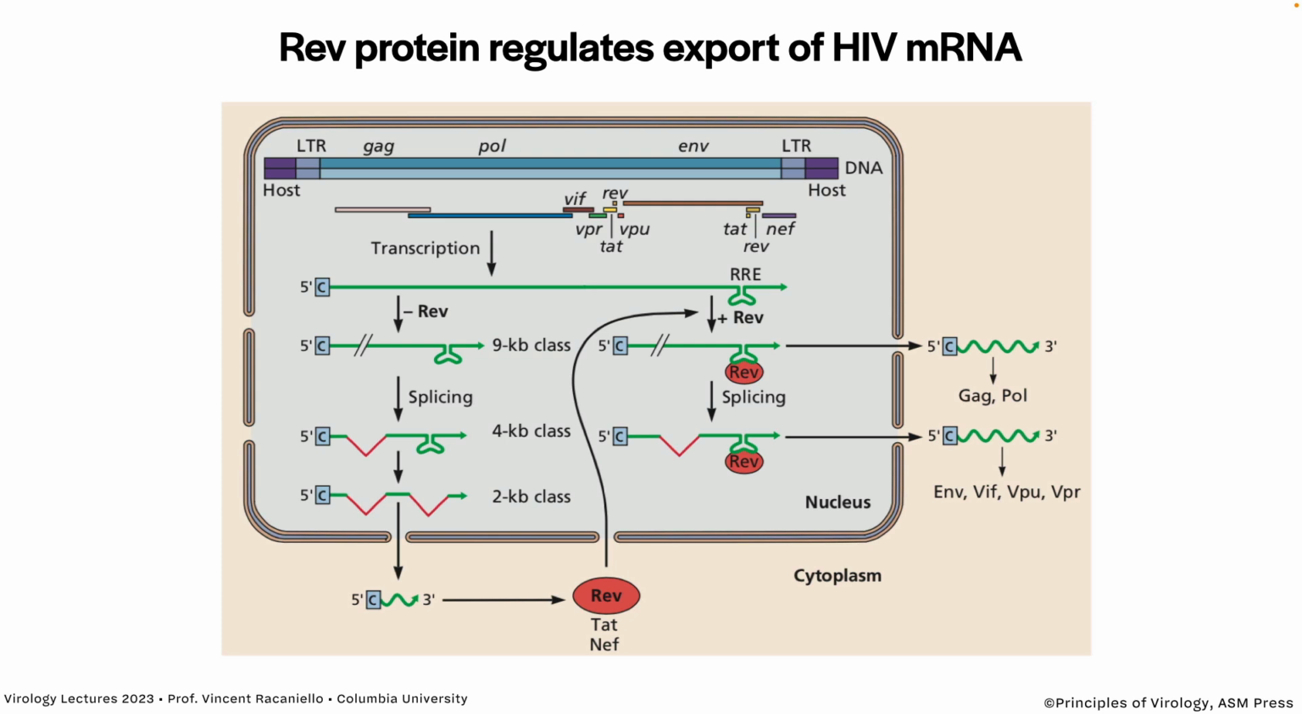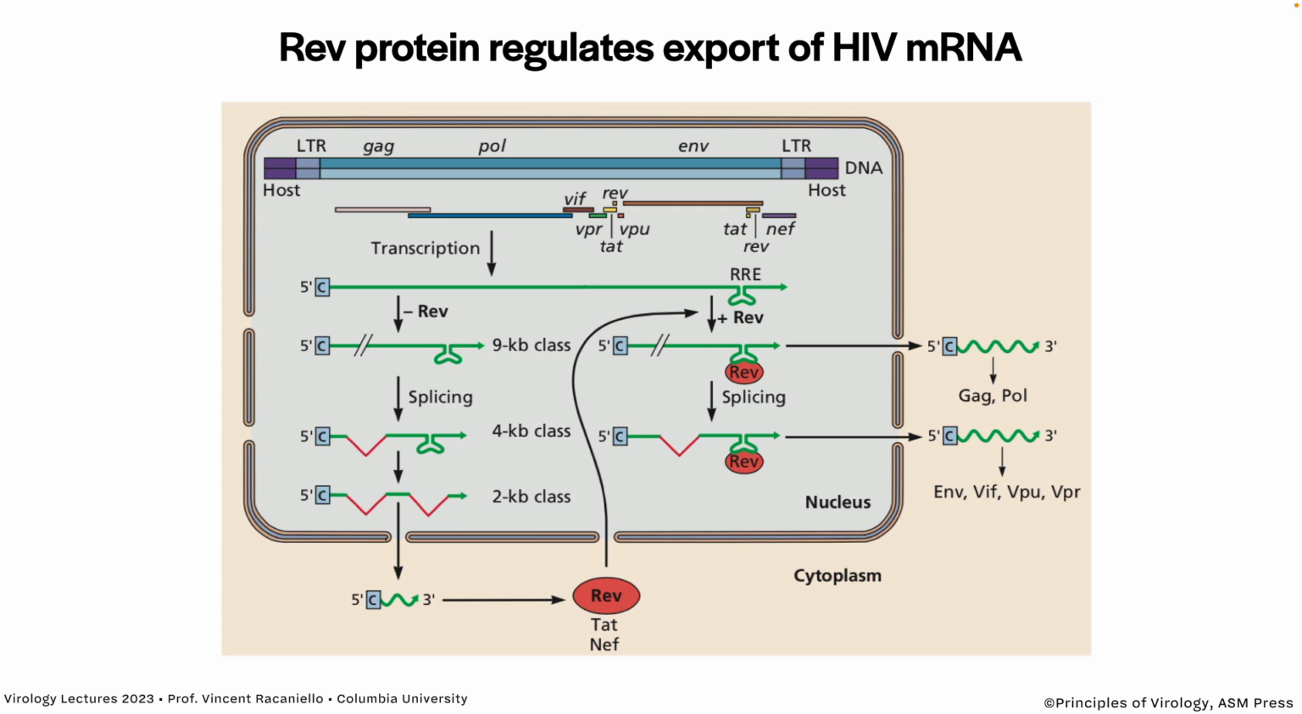So that gets the full length genome out into the cytoplasm. So it's a different strategy where it's a protein binding to this element and then the nuclear export machinery binds the protein. So that's what you have to do in order to get out of the nucleus unspliced.